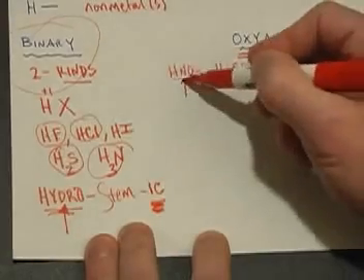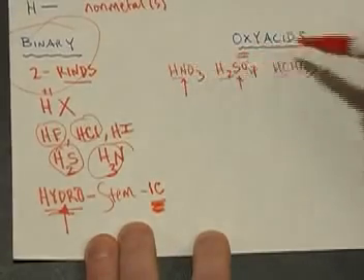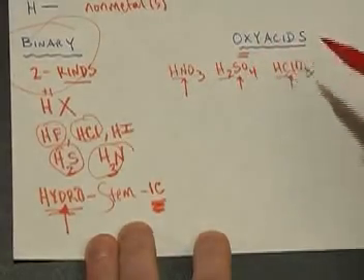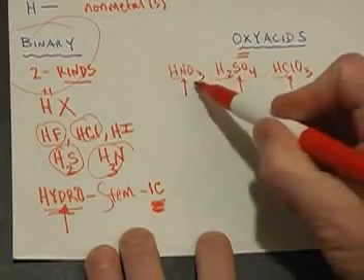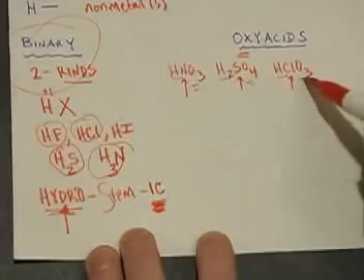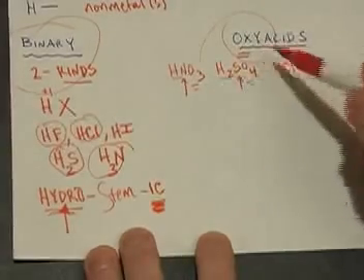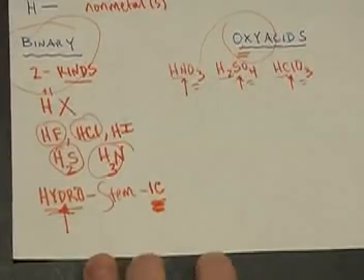They have some other non-metal in them, like nitrogen, sulfur, chlorine. They could contain fluorine, bromine, or iodine, or phosphorus as well. And then they have oxygen in them, and that's why they're called oxyacids, because they have oxygen in them.